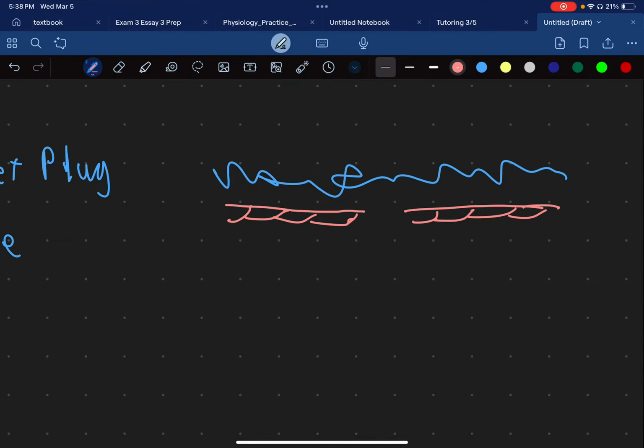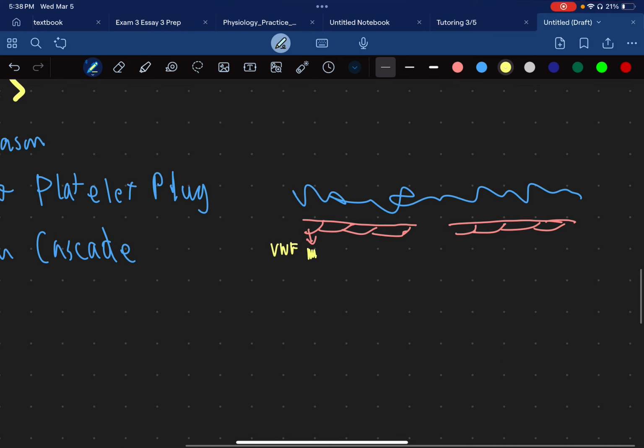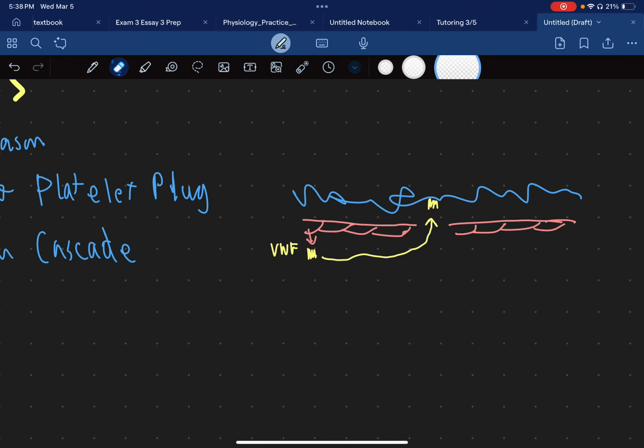So these endothelial cells, when they sense this cut, they're going to be releasing, or I think they're constantly releasing VWF. The VWF likes to bond to collagen. So it's going to be floating around. It's going to get pulled out here, and it's going to bind to that collagen. It'll bind to that collagen.